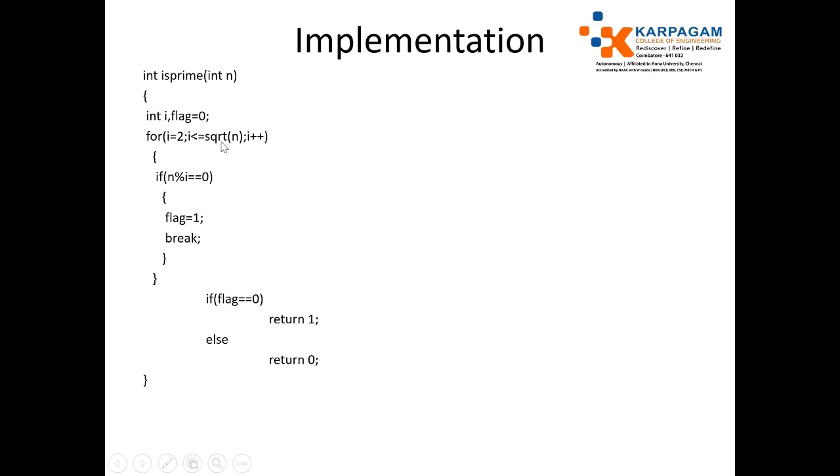Okay. For the number 9, the loop executes only 2 times, because the square root of 9 is 3, no? For i equal to 2 it will work, for i equal to 3 it will work.